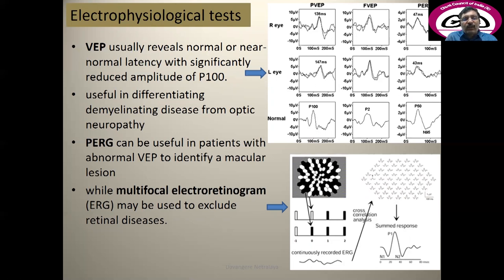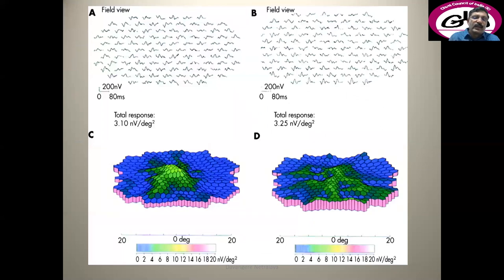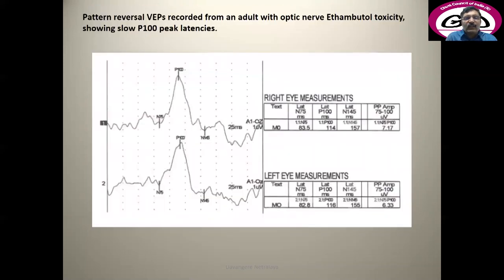Pattern ERG, or electroretinography, is very useful in identifying macular lesions and thus helps in differentiating from other retinal pathologies. Another important test, shown in the right bottom corner picture, is multifocal electroretinography, which is useful in excluding other retinal causes of decreased vision. Here is another patient with ethambutol toxicity who underwent multifocal electroretinography, which shows a decrease in amplitude and an increase in latency. So thus you can detect the toxicity.